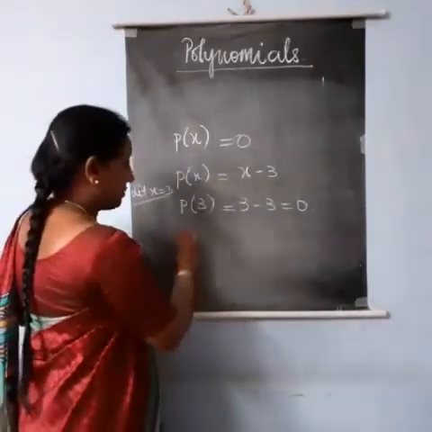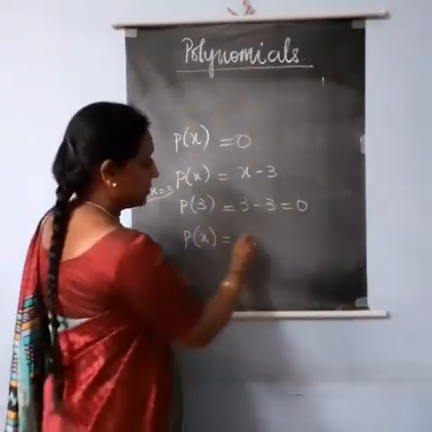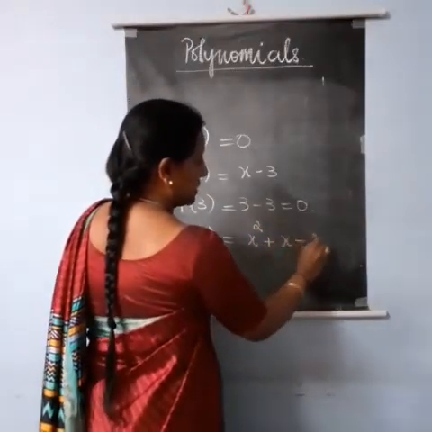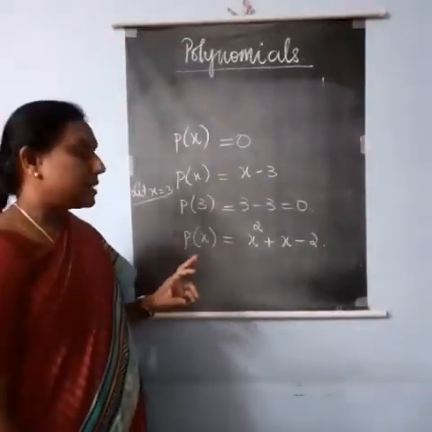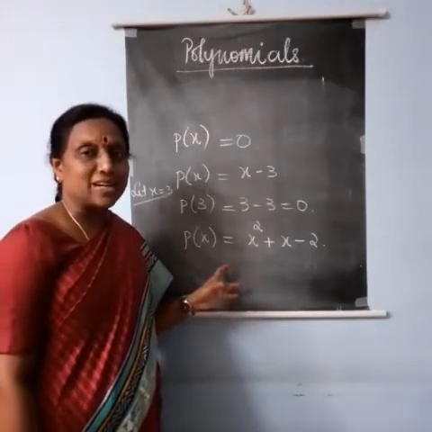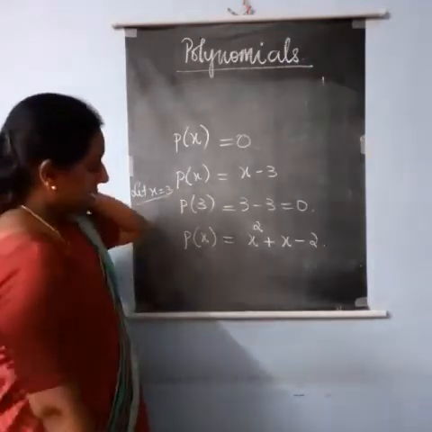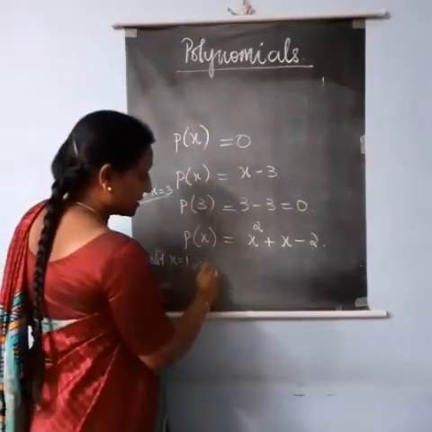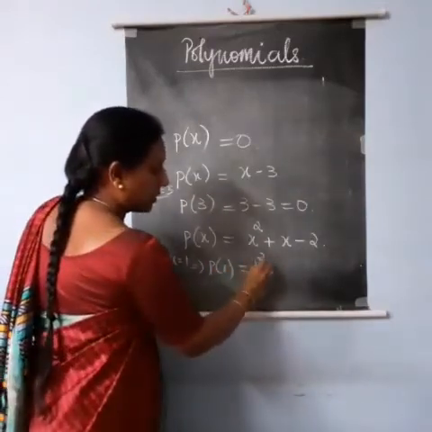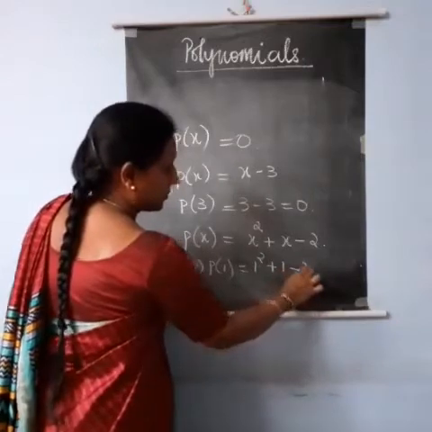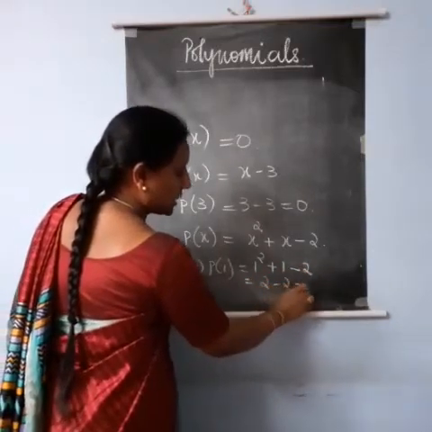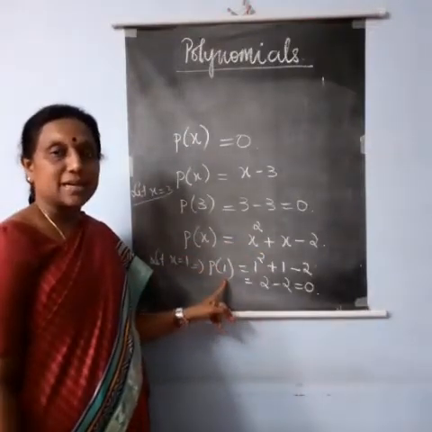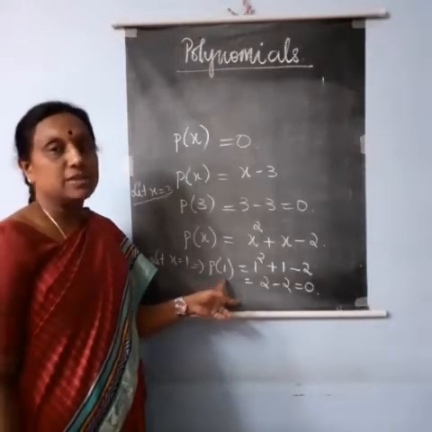Now supposing we have a polynomial like this, p of x is equal to x squared plus x minus 2. Now we learned to find the zero of this polynomial by the trial and error method, right? So let us say let x equal to 1. If x is equal to 1, that implies p of 1 will be 1 square plus 1 minus 2. So you will get 2 minus 2 equal to 0. So what is the zero of this polynomial? 1. Do you understand? So this is how we find the zeros of the polynomial.